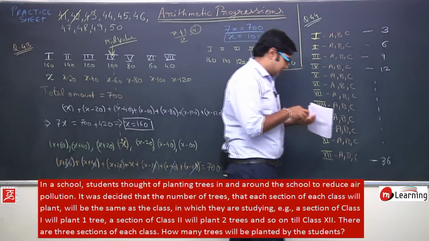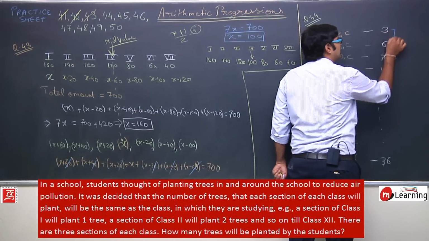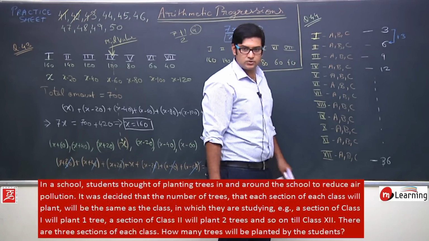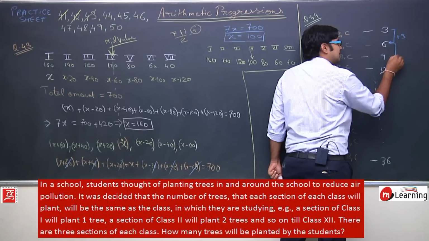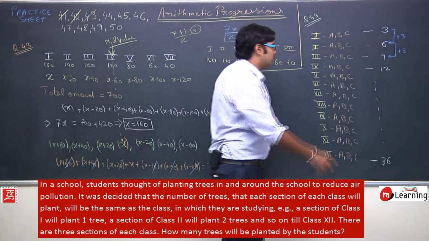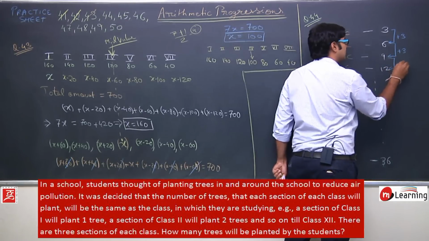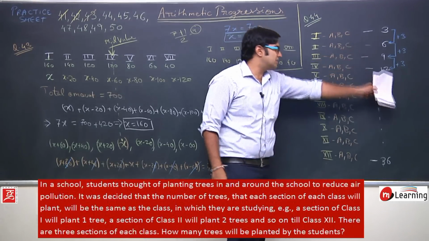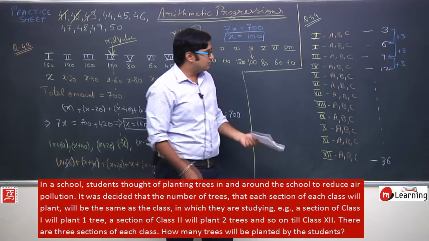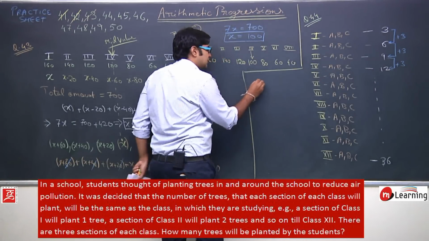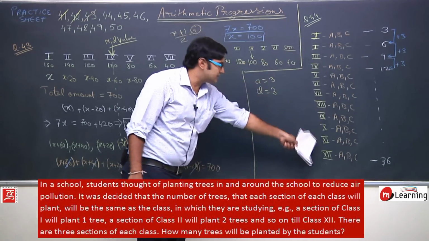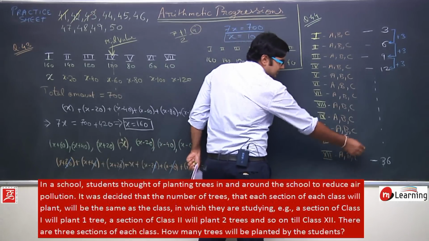What we can see is, the number of trees planted by class 2 students is 3 more than the number of trees planted by class 1 students. Then by class 3 students will again be 3 more than the previous class 2 students. Then for 4th class it will again be 3 more. So what we can see is, this is an arithmetic progression. The number of trees planted by each class is in arithmetic progression, where the first term is 3 and the common difference is again 3. And what is the last term of this arithmetic progression? The last term is for class 12th, that is 36.